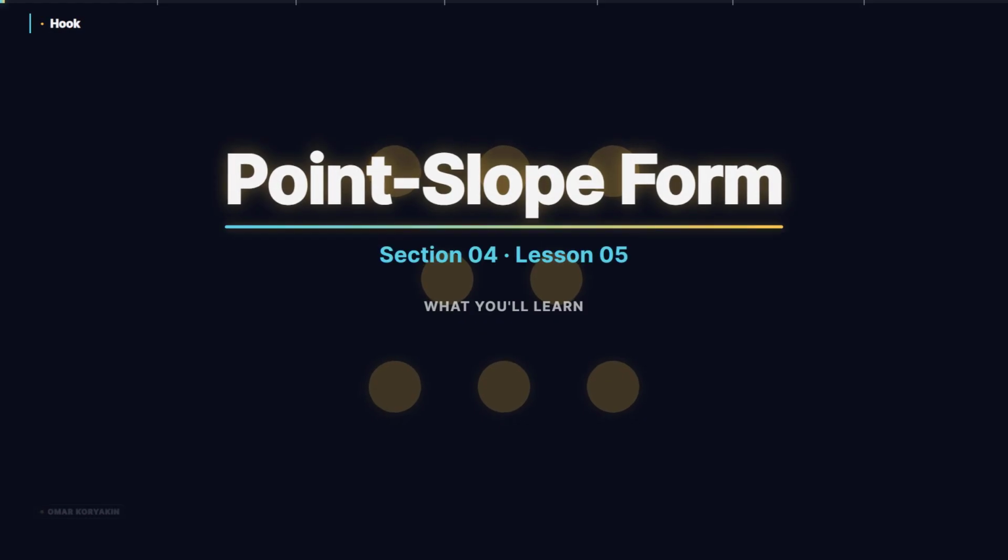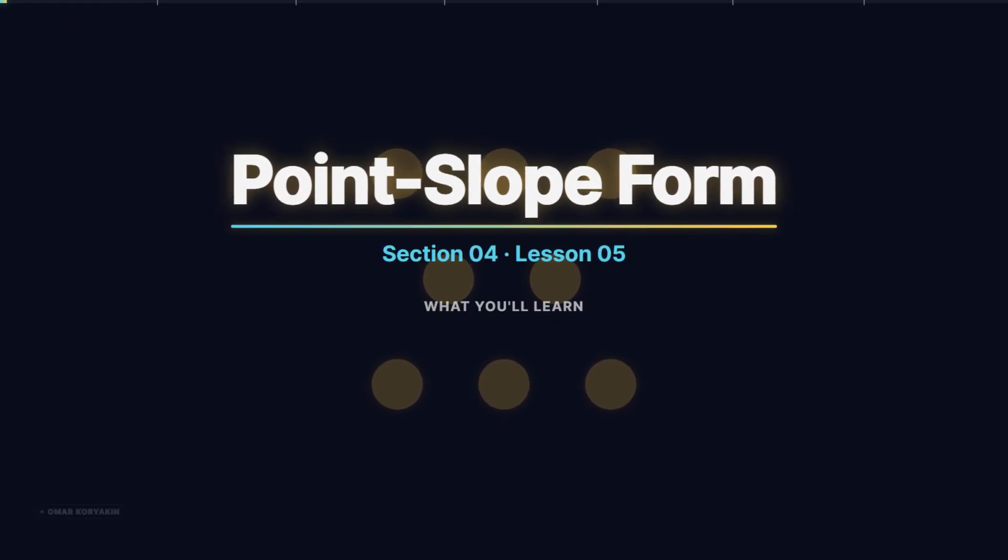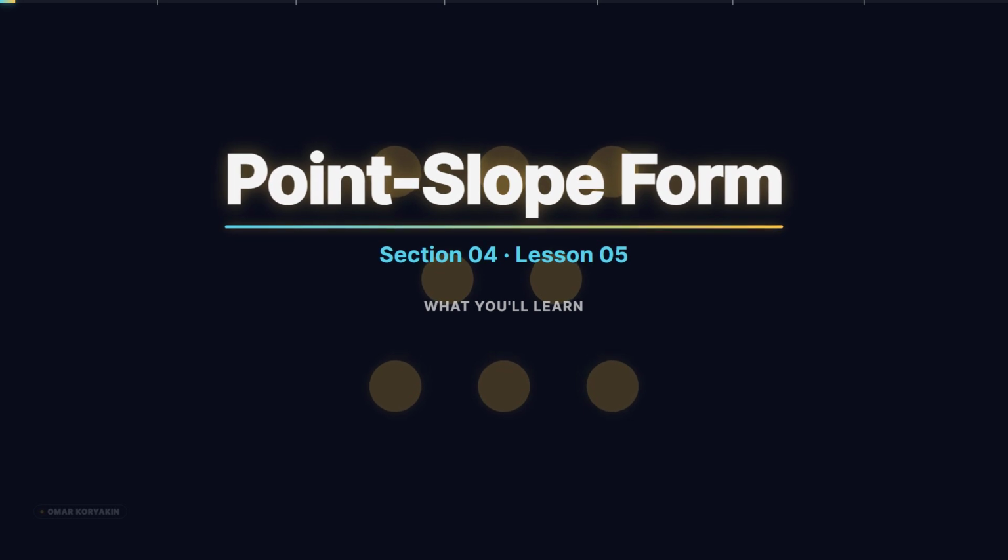Welcome to Section 4, Lesson 5. In the previous lesson, we worked with the slope-intercept form y equals mx plus b, which uses the y-intercept as the anchor point of the line.